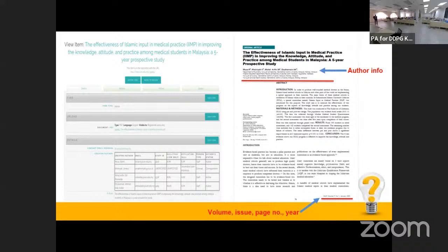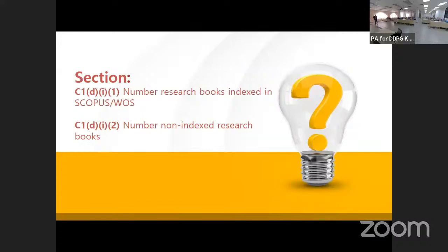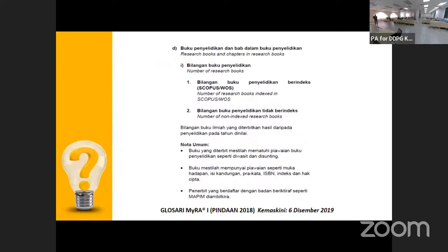Okay, now we move to section C1B11, the number of research books in Scopus, and C1B12, the number of non-indexed research books. Again, we will follow what I call the MyCite advisory. This is what I call the rules. Before we submit our data, we will check this kind of information.